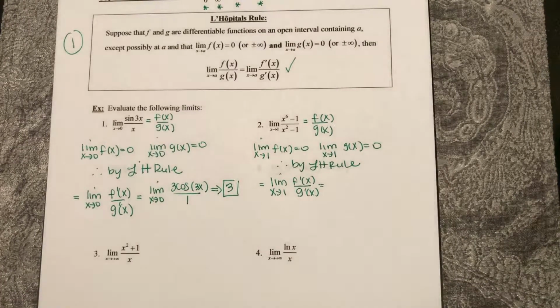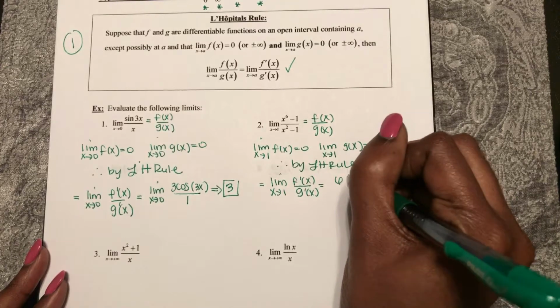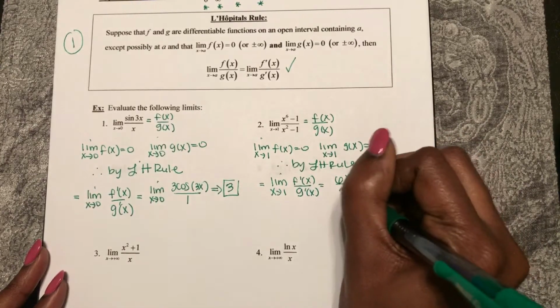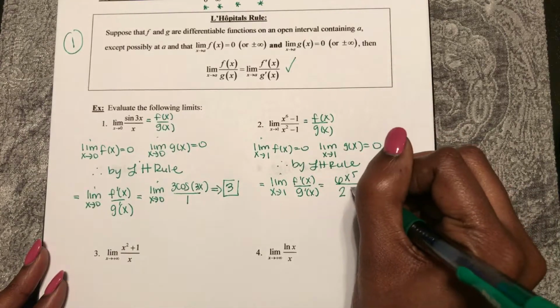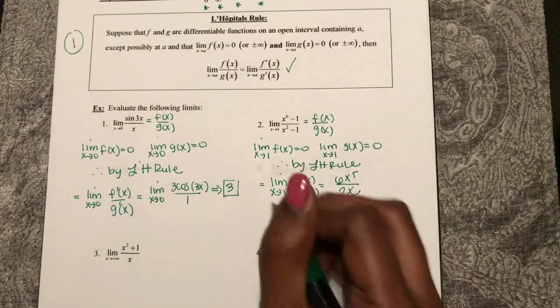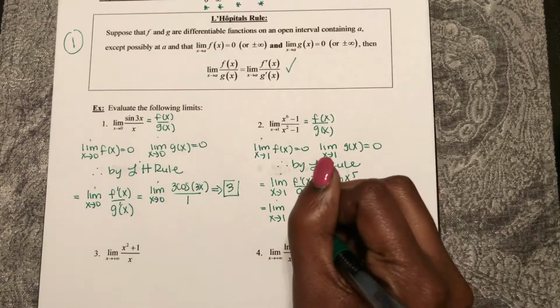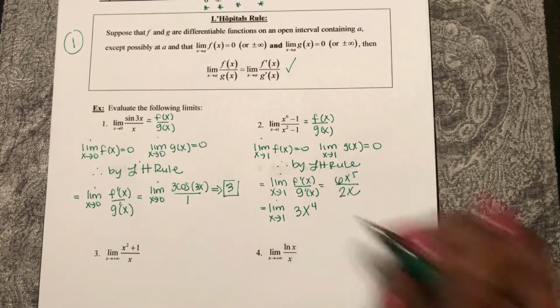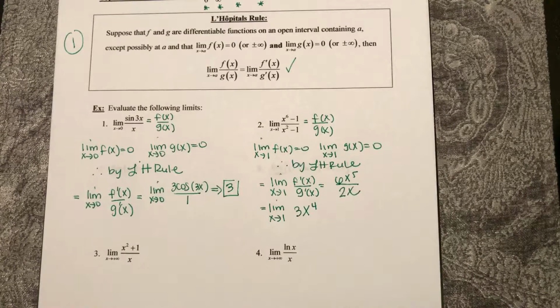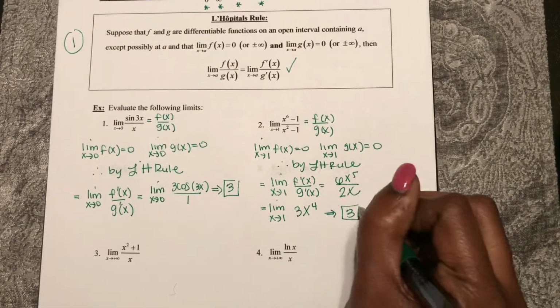Well, what's f prime of x? That is 6x to the 5th over 2x. Now, what happens here, actually, I can simplify this. So this becomes the limit as x approaches 1 of 3x to the 4th, right? Simplify that. So as x approaches 1, this approaches 3.